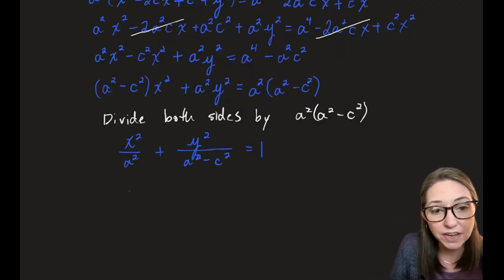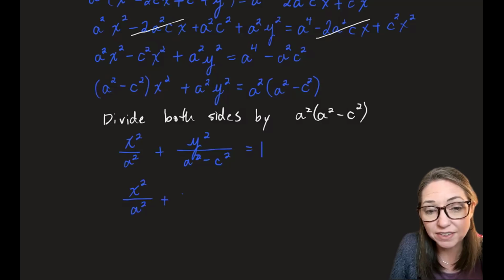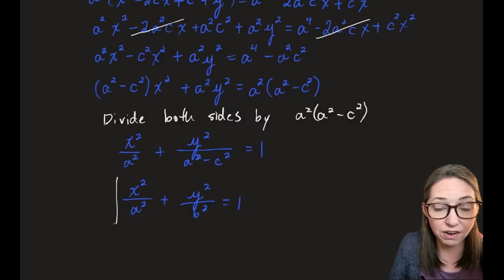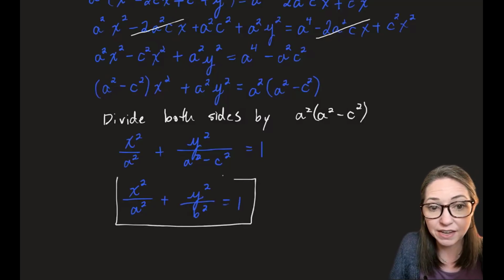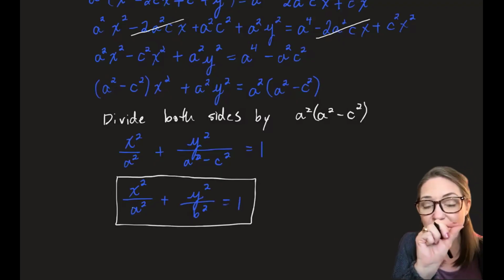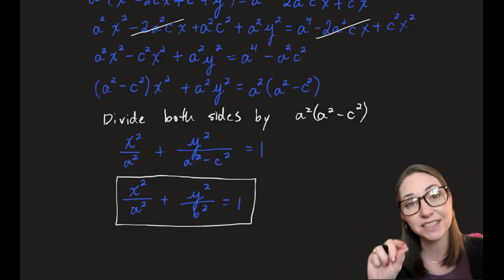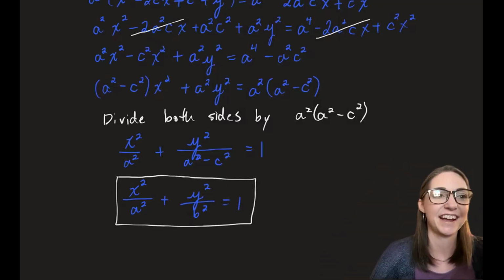And what we did earlier was we derived how a squared minus c squared is actually just b squared. You might remember that at the beginning of this video. And that, my friends, is the equation of an ellipse centered at the origin in terms of a, which is the distance from the center to the end of the major axis, and b, the distance from the center to the minor axis. And there you have it.